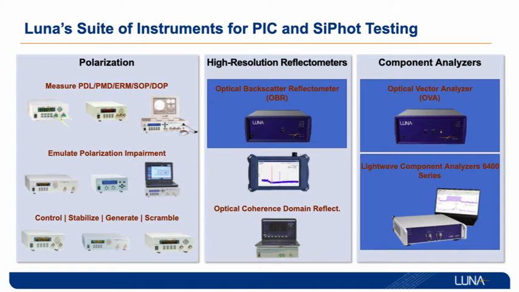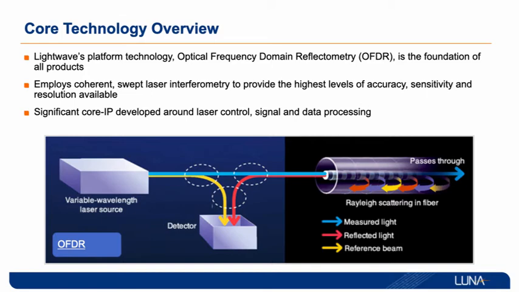I won't spend too much time on this, but at Luna we've developed a really unique core technology called OFDR, Optical Frequency Domain Reflectometry. We've built a significant IP portfolio around this and a set of know-how that has enabled us to bring the functionality you're about to see to market. This is a pretty unique technique that combines a tunable laser with an interferometer to probe optical systems with very, very high resolution, very high speed, and very high sensitivity.